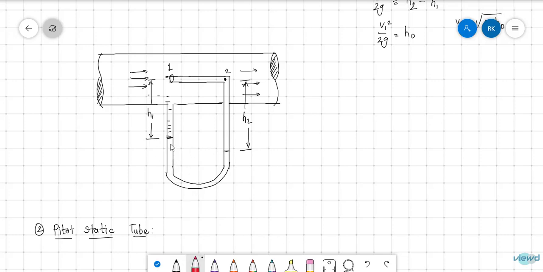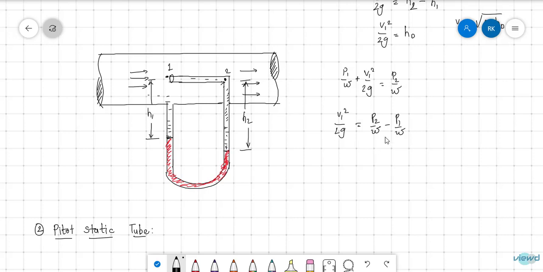So there is manometric liquid in this. Manometric liquid is in this red color, and there is the flowing fluid in this tube. So how to find the velocity? Similar to this, P1 by W plus V1 square by 2G is equal to P2 by W. So here, this is the Bernoulli's equation. V1 square by 2G is equal to P2 by W minus P1 by W.